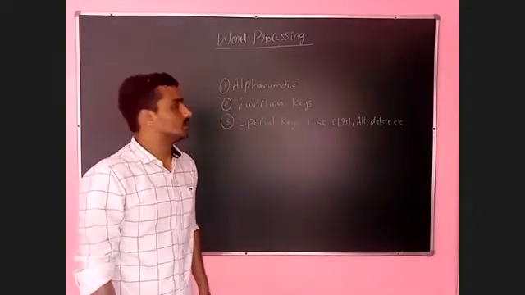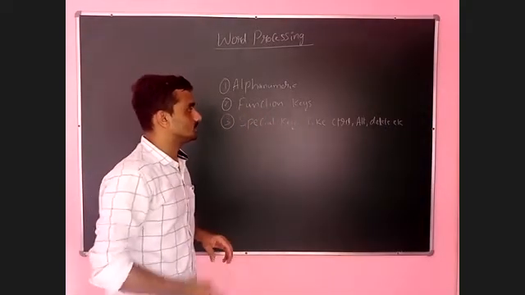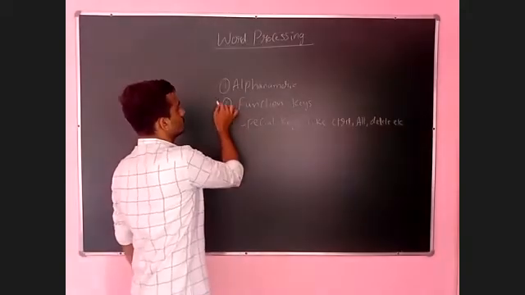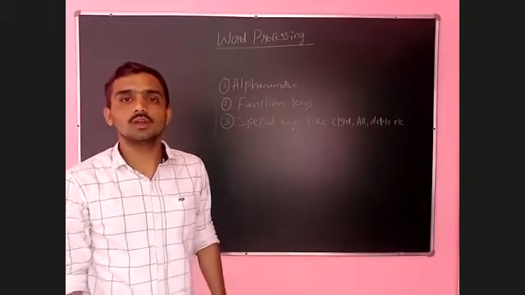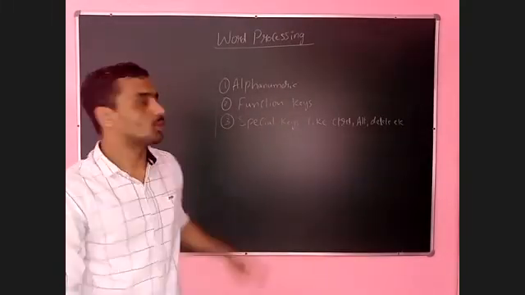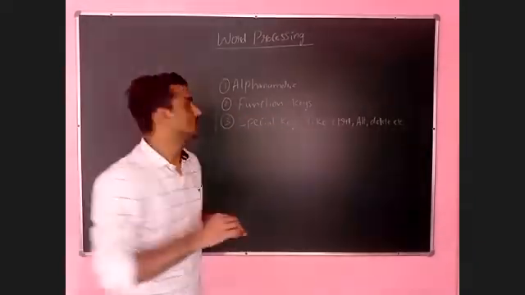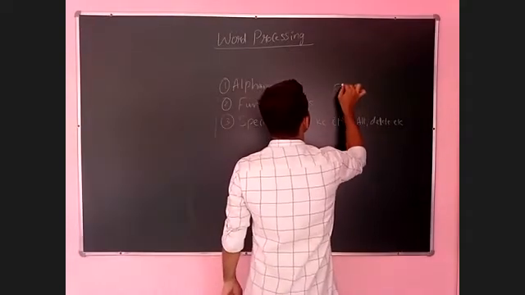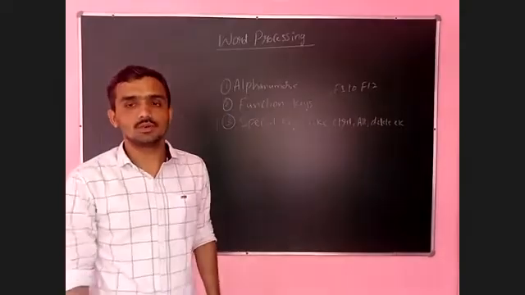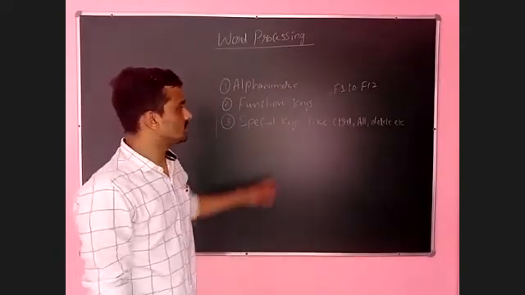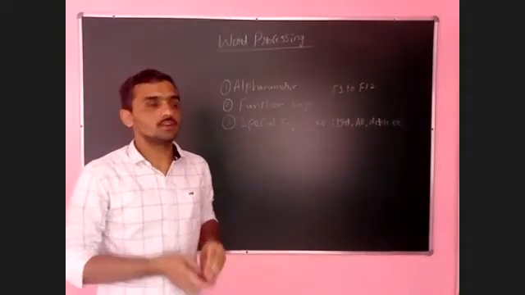See here, when we consider the second and third categories, that is, function keys and special keys, generally we can notice that when we type these keys, they will not be printed on the screen. That means some operations are carried out with the function keys and the special keys. The function keys are F1 to F12. Generally these keys are not printed; some operations are carried out there, even with the special keys.